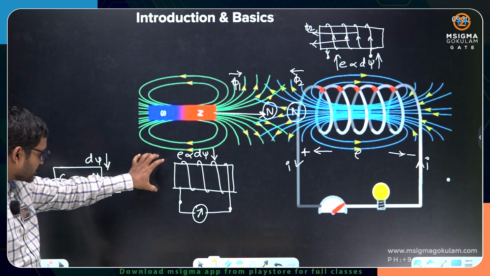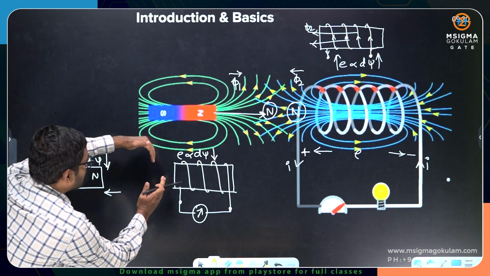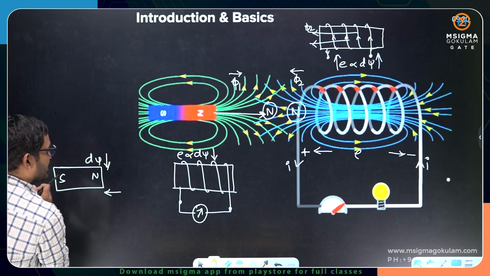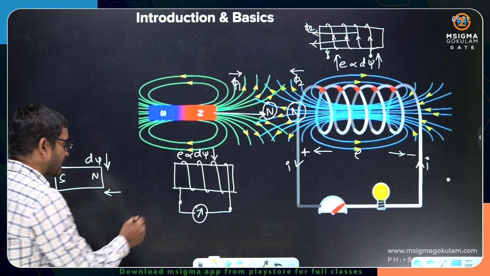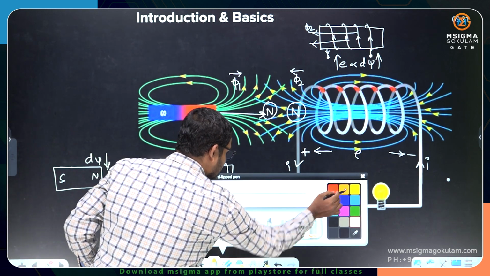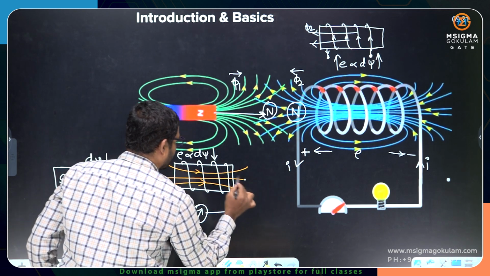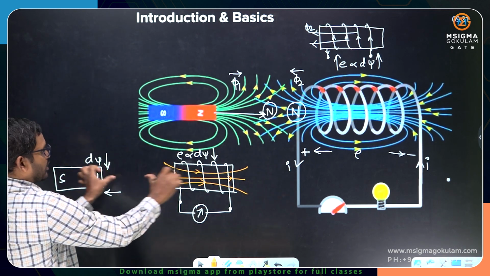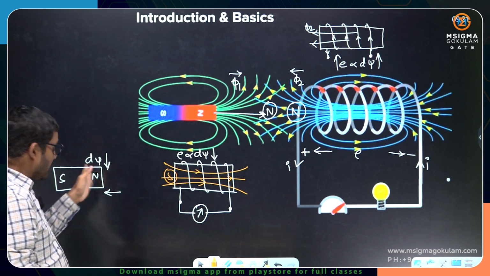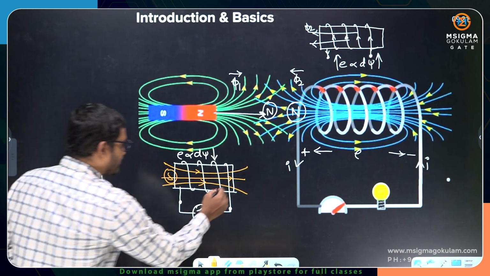In order to oppose the decreasing flux lines, and in order to oppose the north pole movement towards the left side, what does it have to do? It has to produce flux lines in this direction. Why? If it can produce a south pole on this side, then this north and south can be attracted. So it can stop the north pole movement away from the coil. Now this will behave like a north pole.